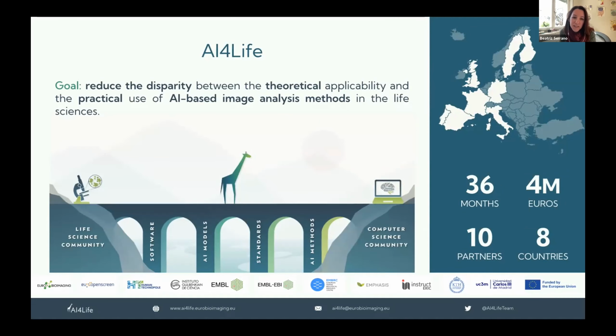So you see here the representation of that bridge with the life science community on one side. So these are researchers that produce data but don't have the computational expertise to apply deep learning based methods to the data. And on the other side of the bridge, we have the computational experts that have the know-how about those methods and are eager to get those images to analyze them.